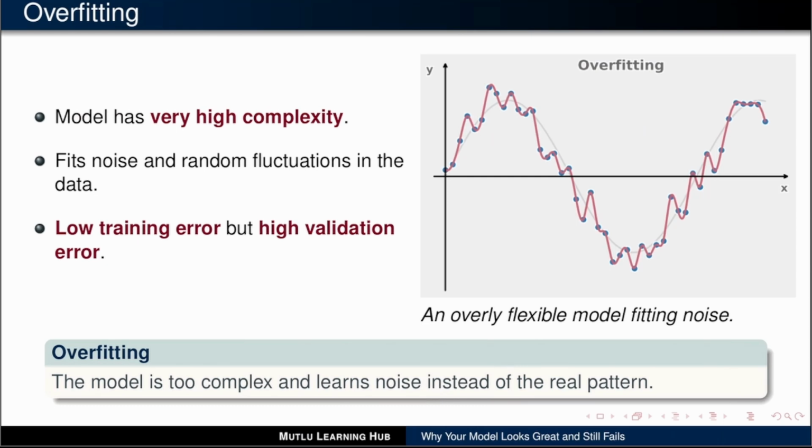Overfitting happens when the model is too complex for the amount of data we have. It learns random fluctuations instead of the real pattern. That's why overfitting shows up as low training error but high validation error. The model looks impressive on training data and then fails everywhere else.